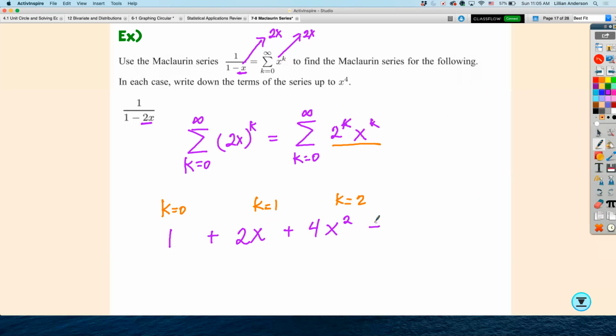And we're essentially going to need to keep going because we're looking for our series up to x to the fourth. So when we plug in k equals 3 and k equals 4, we are going to get 2 to the third, which is 8, x to the third, and then 16x to the fourth. And because this is a series, we want to make sure that we include the fact that this series does continue, but essentially what you see on the board is your series up to x to the fourth.